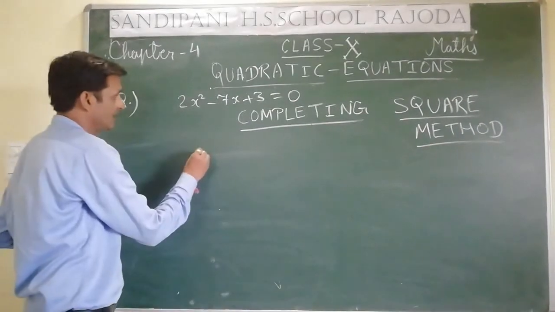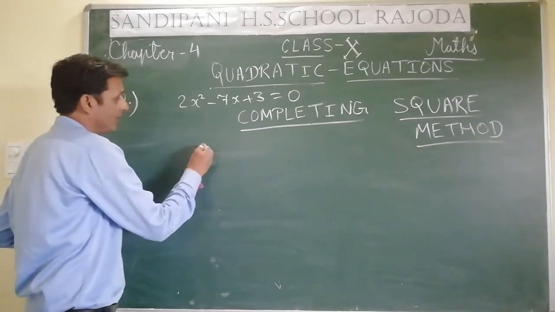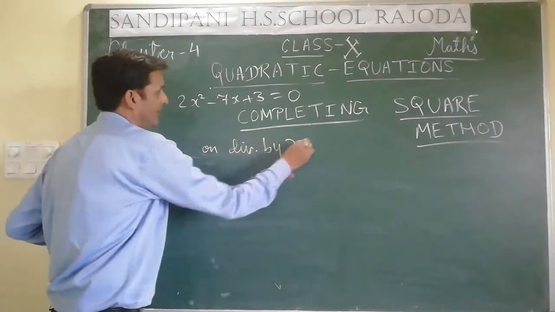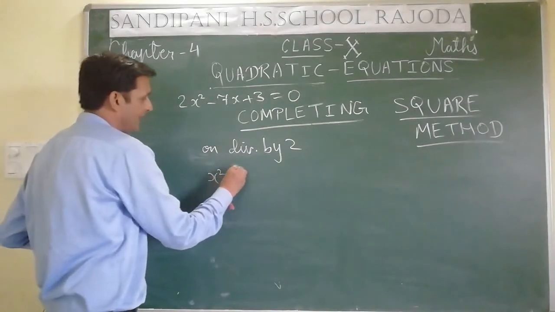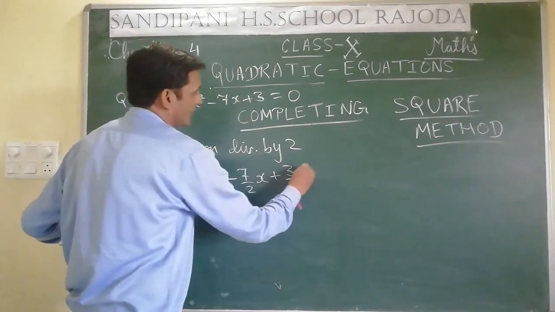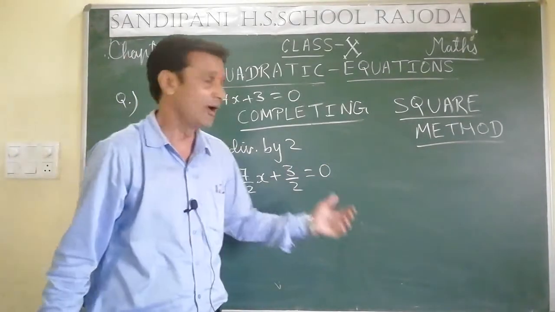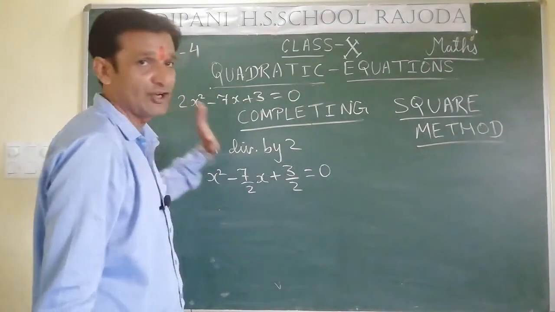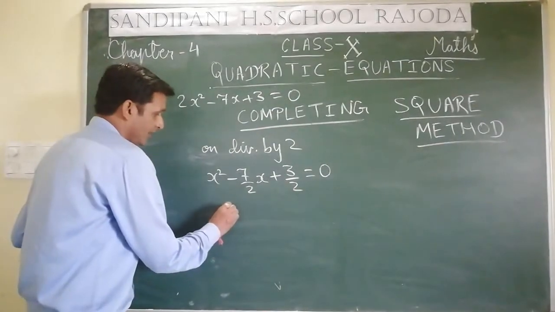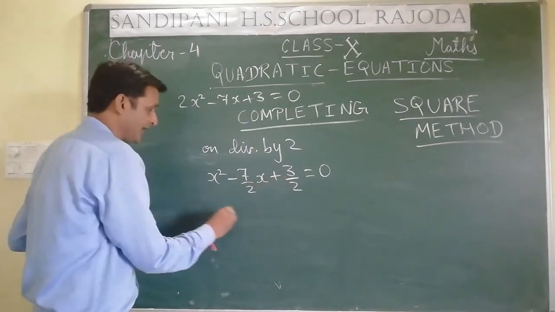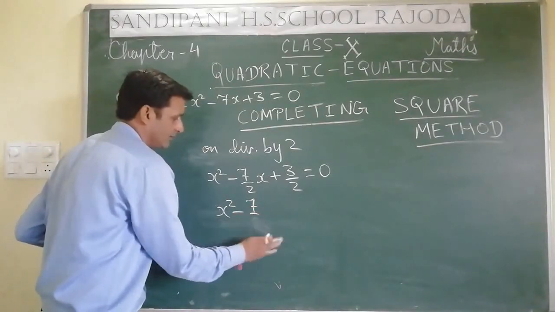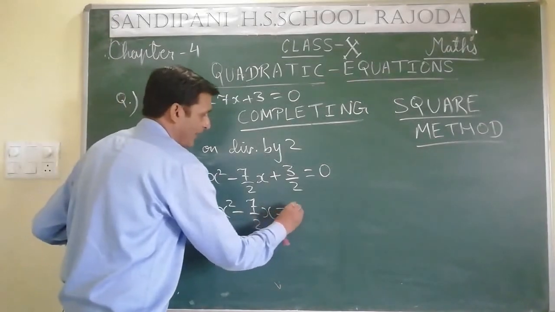See, this part is 2x square. On dividing by 2, it will be x square minus 7 by 2x plus 3 by 2 is equal to 0. So first of all, we have to finish the coefficient of x square. That you have to always remember. Now afterwards, shift the constant quantity from LHS to RHS. So x square minus 7 by 2x is equal to minus 3 by 2.